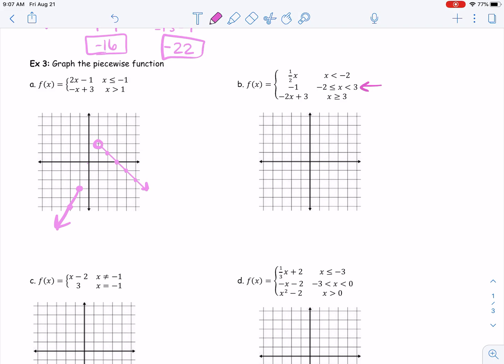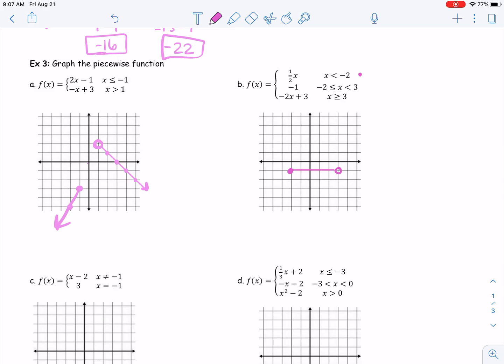So if my domain is from negative 2, that's a solid dot, it's including, all the way to that positive 3, open dot, not including, there's that middle function already done. That is f of x equals negative 1 on the domain from negative 2 less than or equal to x less than 3. Okay? So if we need to skip around, that's totally fine. I'm going to go ahead and go back up to the top.